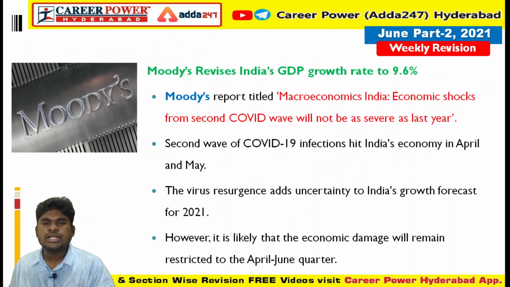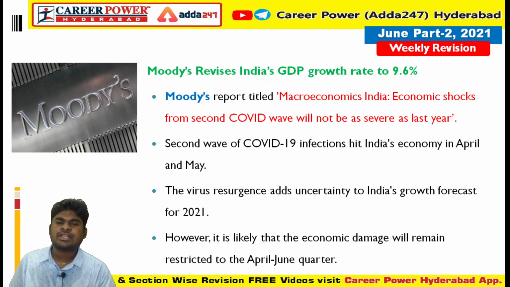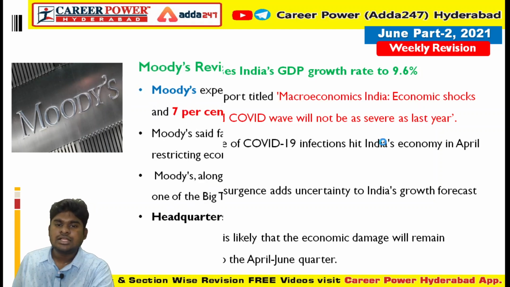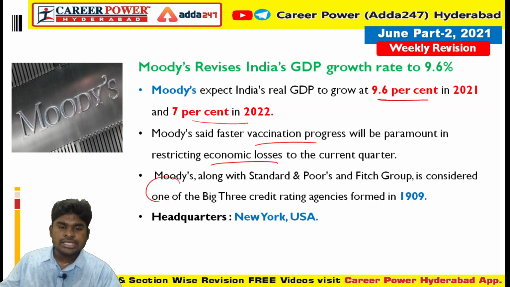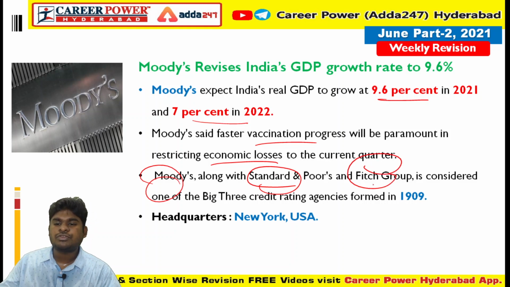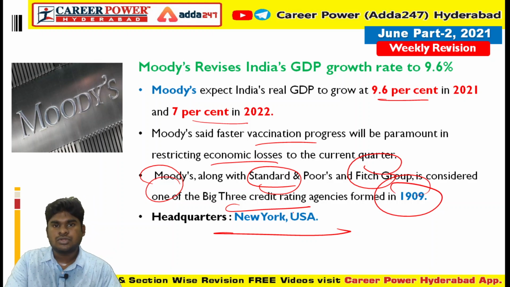Moody's gave a report about the macroeconomic Indian situation. The COVID second wave mainly affected the April and May months. Because of this economic damage in the COVID second wave, lockdowns in April and May, they revised India's GDP growth rate to 9.6 and 7% in 2022. They said that if there is a faster vaccination process, economic losses can be reduced. Moody's, along with Standard & Poor's and Fitch Group, are the big three credit rating agencies, and Moody's was formed in 1909 and is headquartered in New York, USA.